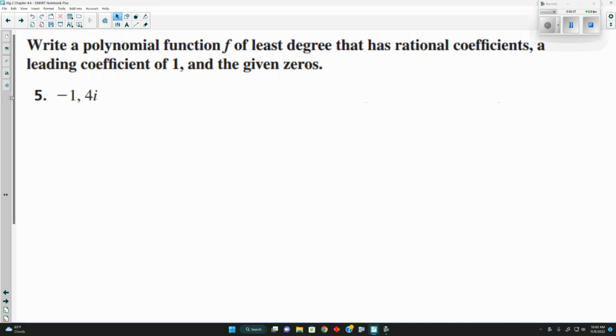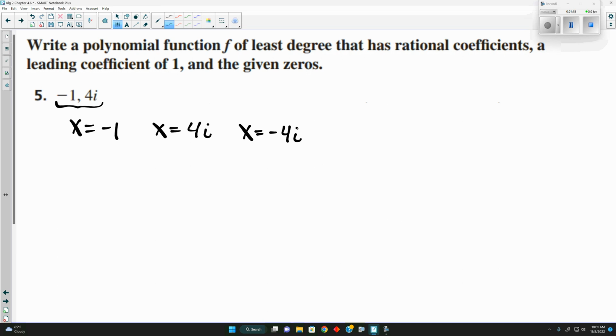So this is the one I want to pick up with today. So we're skipping one, going to this one here. Write a polynomial function f of least degree that has rational coefficients, a leading coefficient of 1, and the given zeros. So this is exactly like what we did yesterday. They tell us that the zeros are -1 and 4i, which is just really saying that x is equal to -1 and x is equal to 4i, which also means x is equal to -4i.